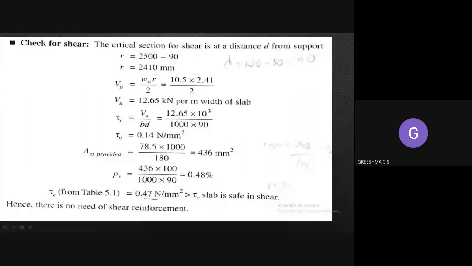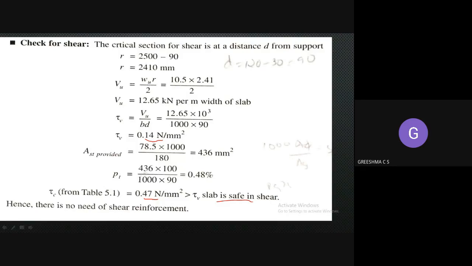Now see how much has developed in our slab, that is 0.41 Newton per mm square. It is safe, right? Only 0.41 has come in our slab. How much strength do we have? Our slab has the strength to resist 0.47, which means the slab is safe in shear. So you can write a note: the slab is safe in shear. Please understand the concept. The shear stress that has developed in the slab is 0.41 Newton per mm square. Our slab has the capacity to resist stress up to 0.47 Newton per mm square. So we are on the safe side.